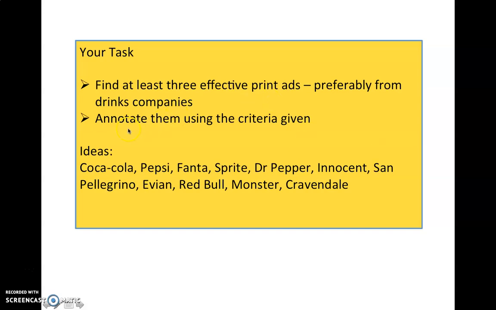Underneath here, we've just listed the kind of drinks companies that you may find adverts for. So we've got Coca-Cola, Pepsi, Fanta, Sprite, Dr Pepper, and then some less known ones: Innocent, San Pellegrino, Evian, Red Bull, Monster, and Cravendale. So have a look online first. Make sure they are print adverts and not just a plain image. In order to be an advert, they've got to have certain elements in them that we've already discussed. Transport the actual images across and then annotate them.